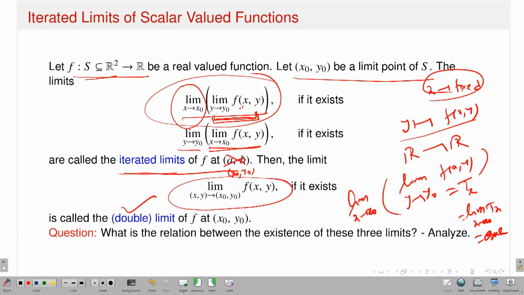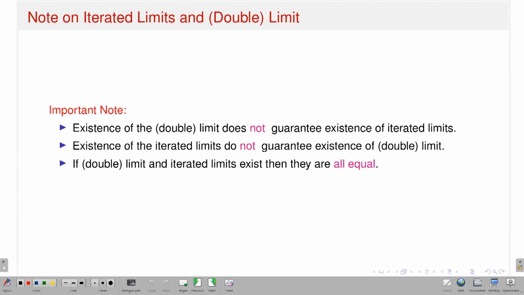So the natural question: I have already defined the double limit, or existence of limit, and I have also discussed iterated limits. How can we define the iterated limits? So the natural question is, what is the relation between the existence of these three limits? That means this is one iterated limit, this is another iterated limit, and this is the double limit. Is there any relation? Let's see some examples first.